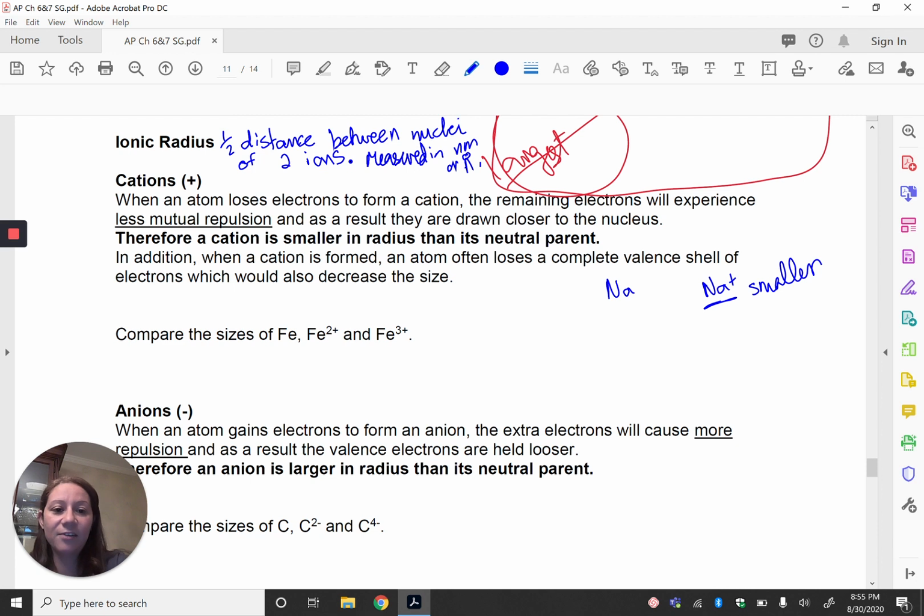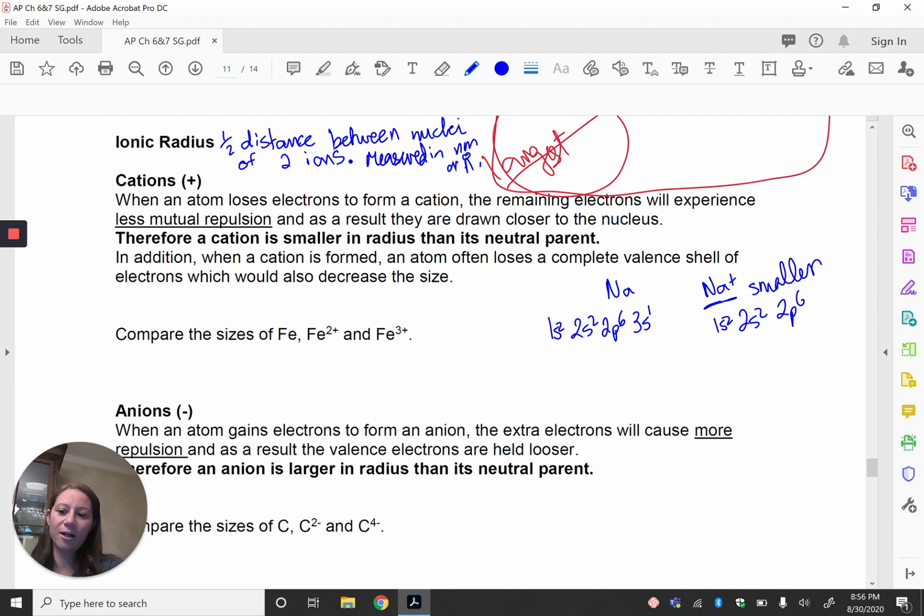Another reason you can give is, if you look at the electron configuration, this is 1s2, 2s2, 2p6, 3s1. This one is 1s2, 2s2, 2p6, right? Because you lost that positive charge means you lost this valence electron. Well, look at that. The valence electrons here are in the second energy level, whereas these are in the third energy level. So because you lost the electrons in that third energy level, you have less energy levels now, and so those, of course, are going to be closer to the nucleus, and the size will decrease.